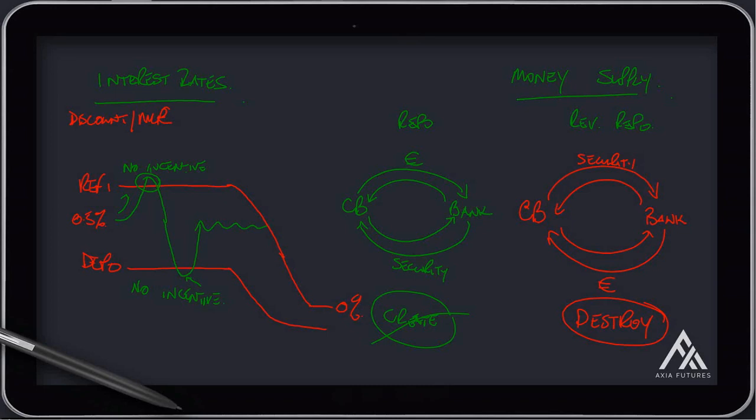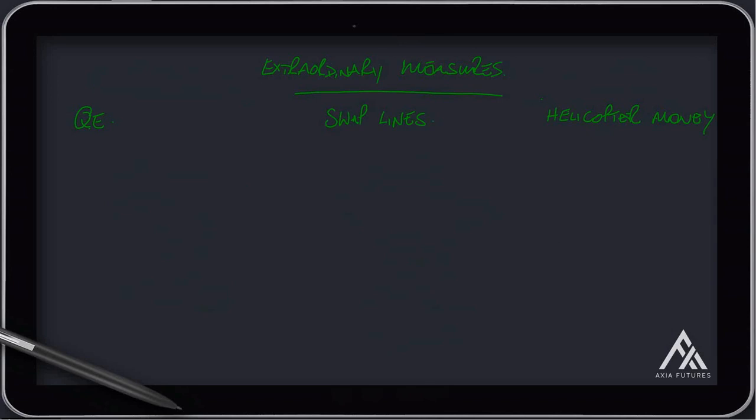So what do they do? If they're not dropping rates anymore, how can they move on? And this is done through extraordinary measures. Now the first and most obvious extraordinary measure is QE. The way QE works is the central bank buys bonds, and crucially these are unsterilised.